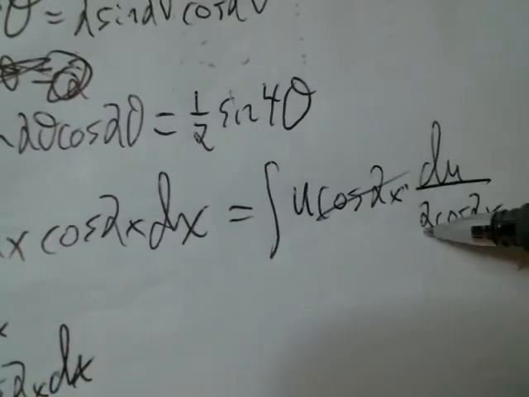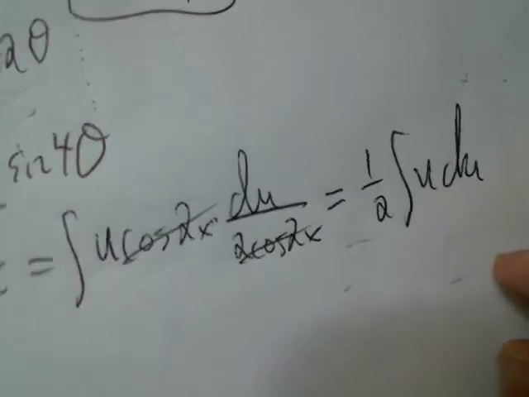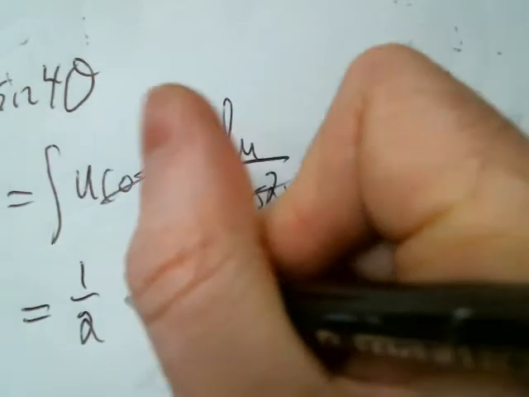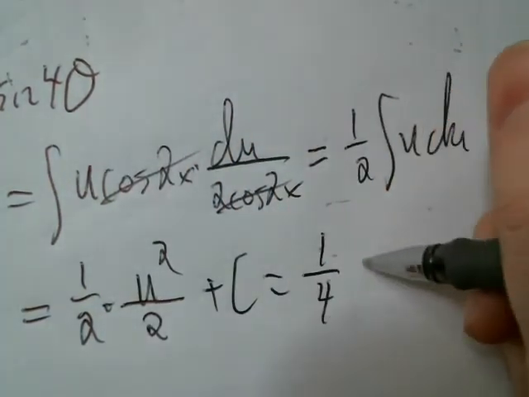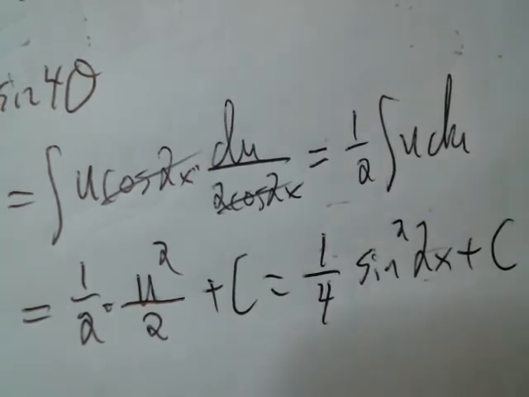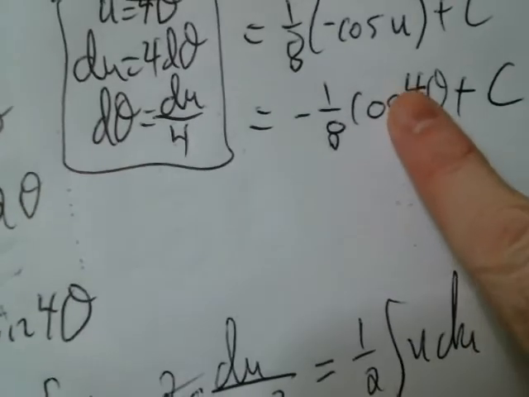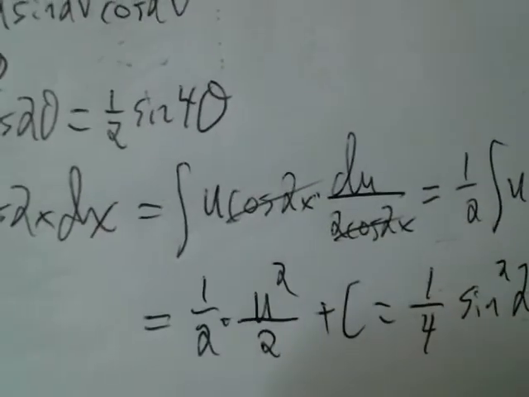And then the cosine 2x divides out. I'm left with a 1/2 in front, the integral of u du. Sorry, I'm going off the page. That will be 1/2 times u squared all over 2 plus c. Back-substituting, I get 1/4 sine squared 2x plus c. So how is this related to the other answer? It's not exactly the same, but they probably differ by a constant.